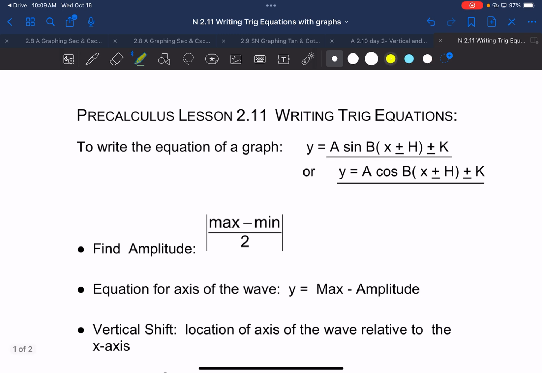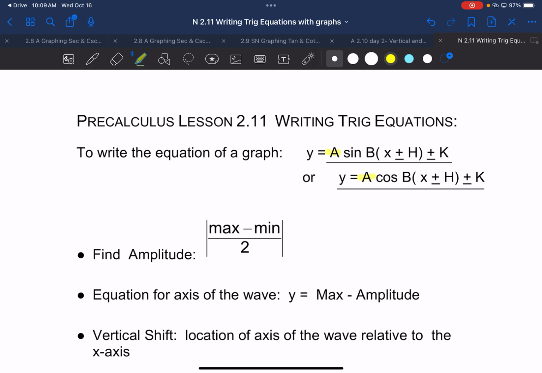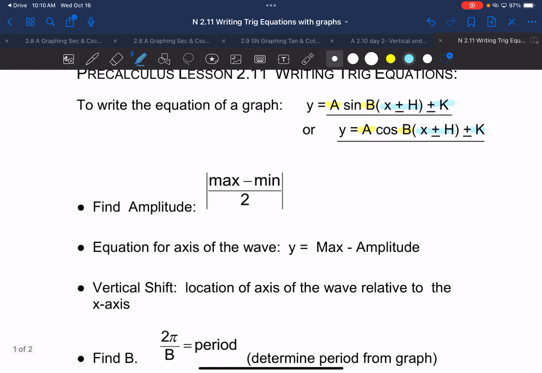So you should always have your A value at the very beginning of the equation, right? And then it'll say sine or cosine. Right after that is where the B value goes in the equation. And then if you have a horizontal shift, so if you do move left or right, that's going to be inside of some parentheses with X. If it's not inside of parentheses, then it is not a left or right shift. Okay? And then finally, on the end, you'll have a plus or minus K if you shifted up or down any.